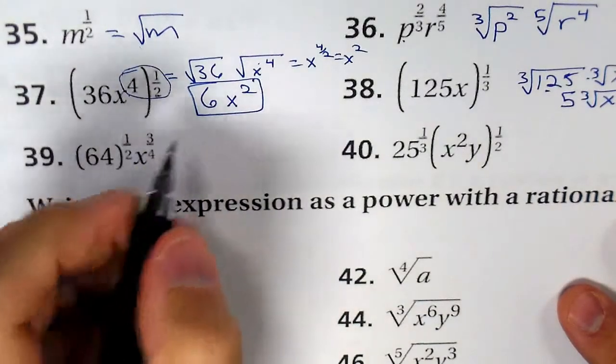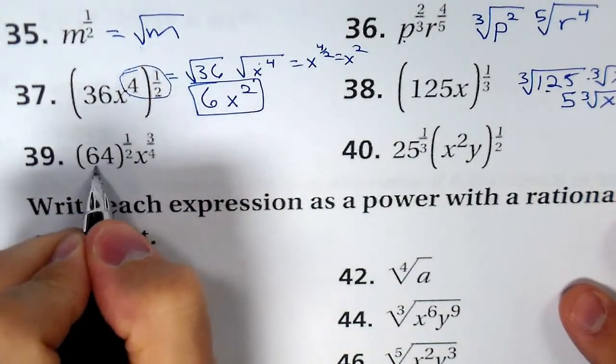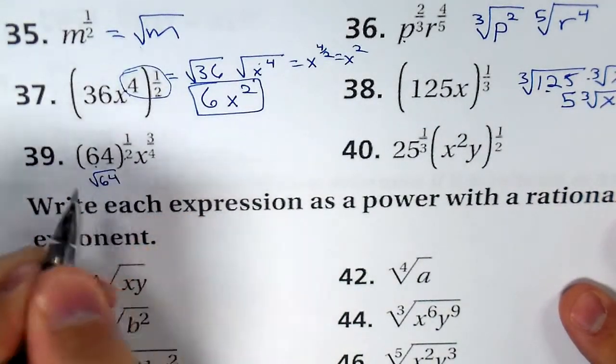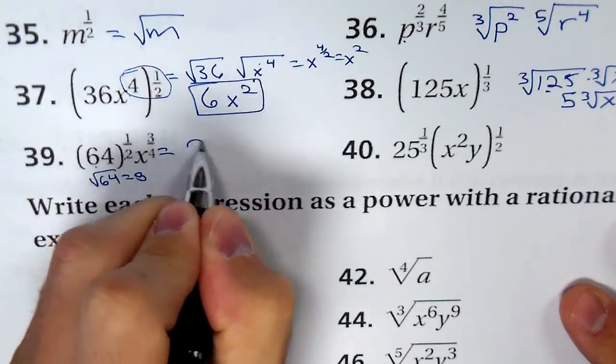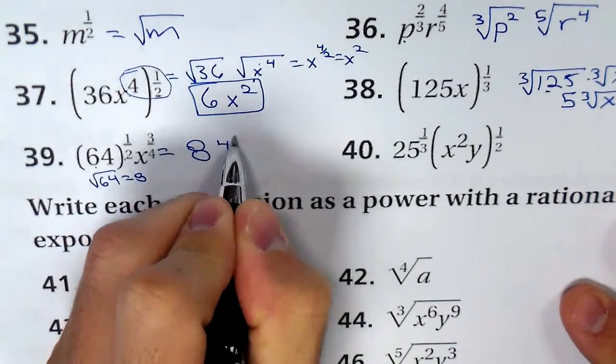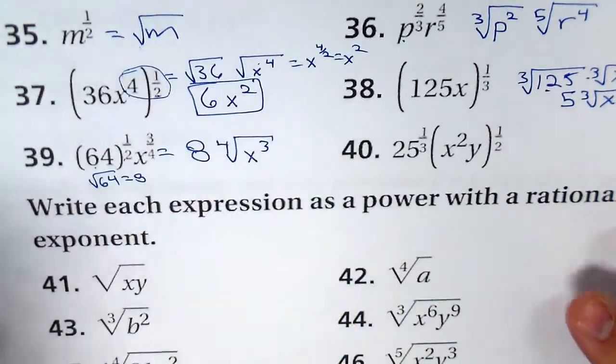64 to the 1/2 times x to the 3/4. 64 to the 1/2, or the square root of 64, is 8. So we're going to do 8, and then the 4th root of x to the 3rd.